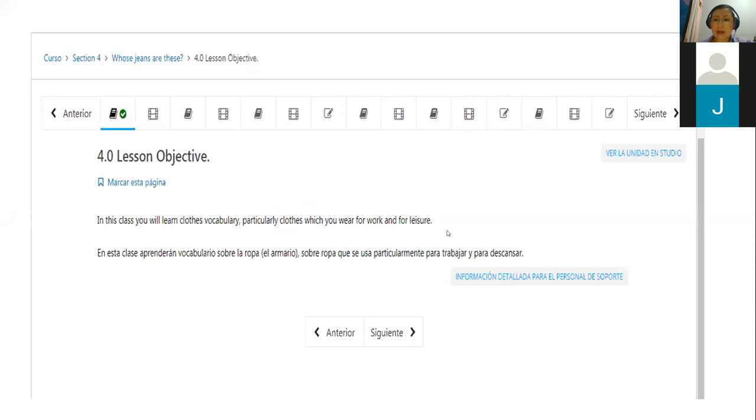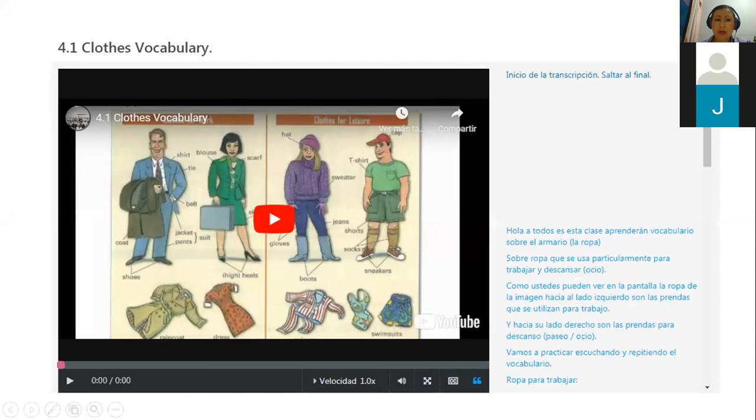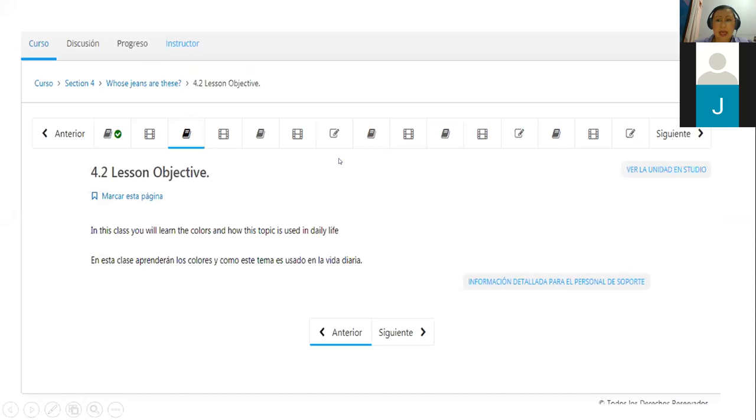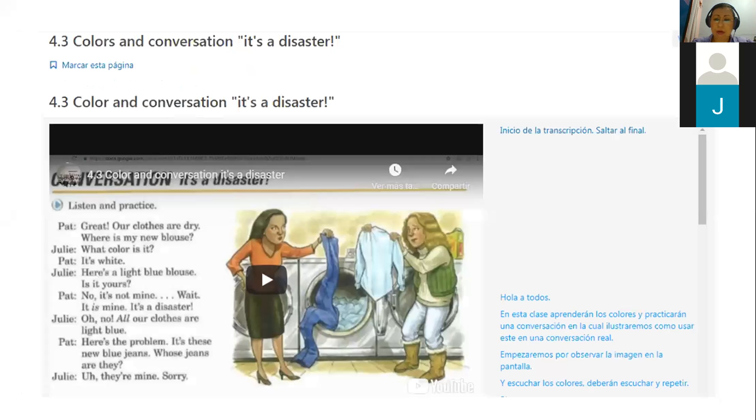For this lesson, you have a video where you will learn about the formal clothes for work and clothes for leisure. And then we are going to advance to the 4.2 lesson objective that says in this class you will learn the colors and how this topic is used in daily life. Yesterday we learned that colors are also adjectives, right? Ayer aprendimos que los colores también son adjetivos, ¿verdad? And they help us to qualify some nouns. Y nos ayudan a calificar algunos nombres.